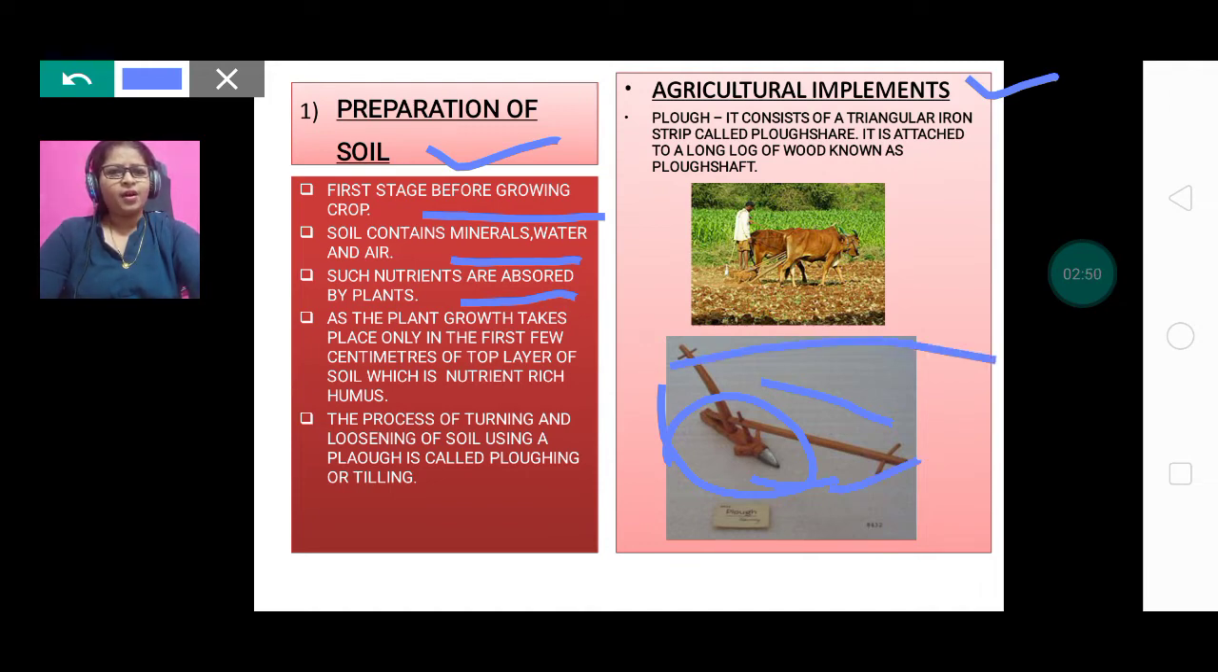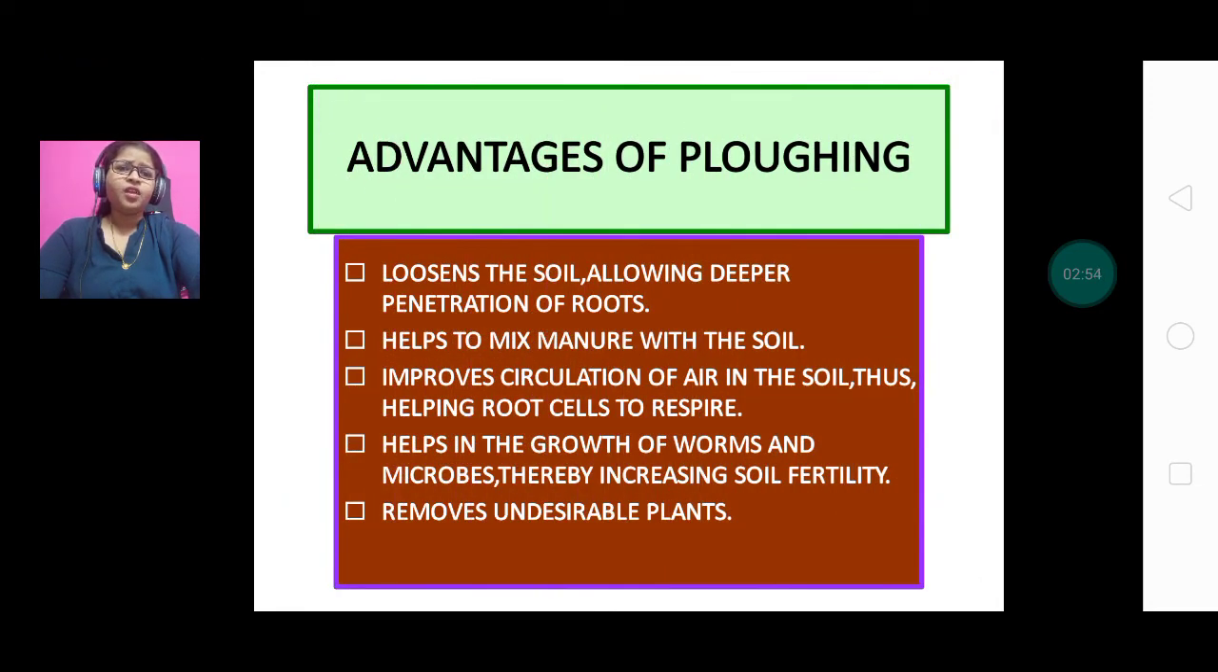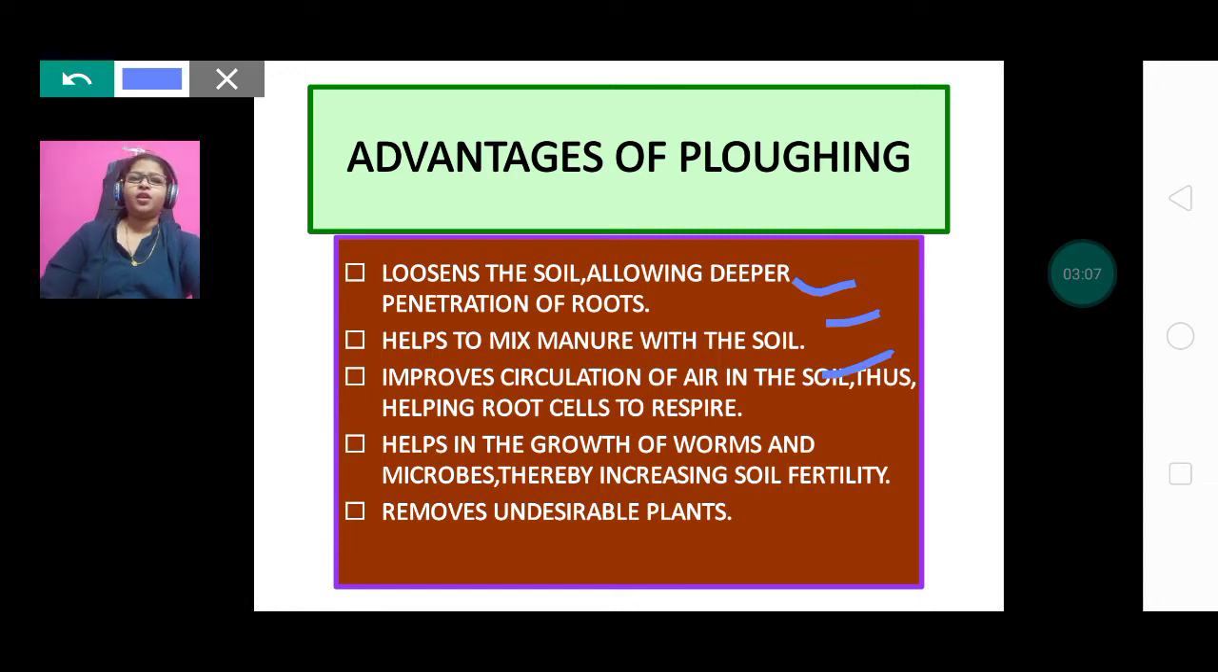What are the advantages of plowing? Let's see. It loosens the soil, allowing deeper penetration of roots. It helps to mix manure with the soil. It improves circulation of air in the soil, thus helping root cells to respire. It helps in the growth of worms and microbes, thereby increasing the soil fertility. It removes undesirable plants.